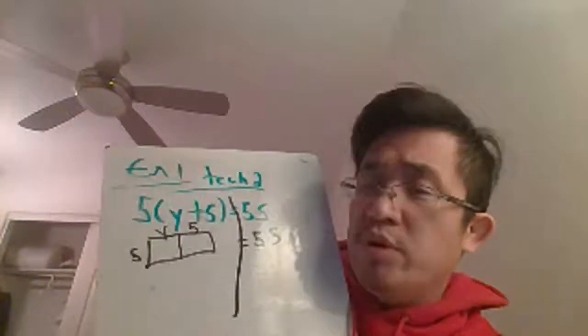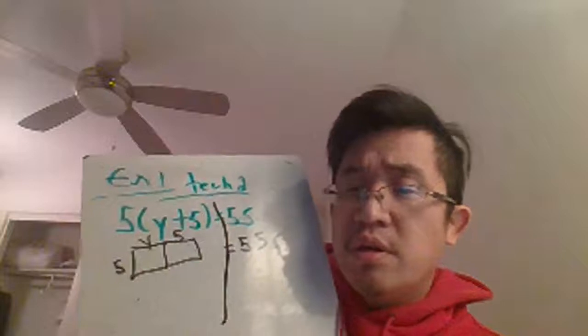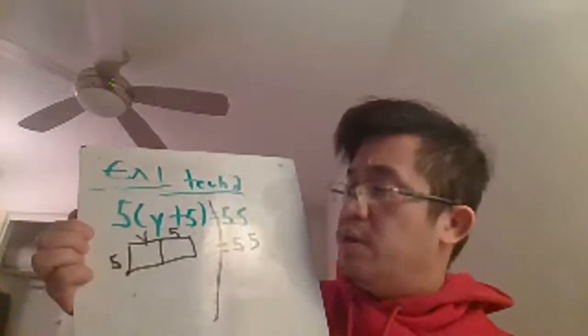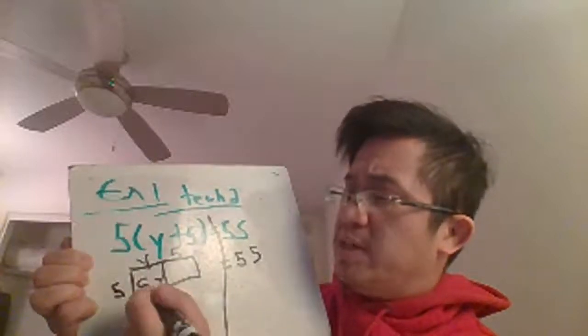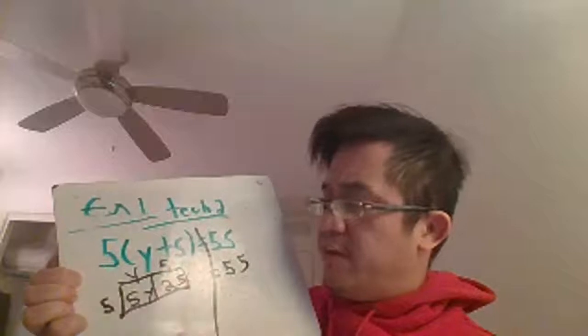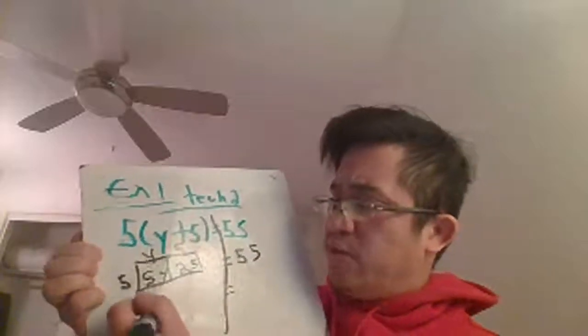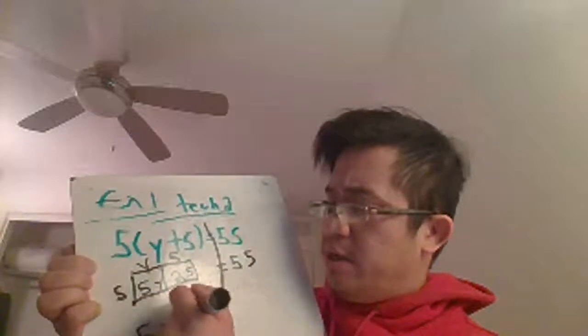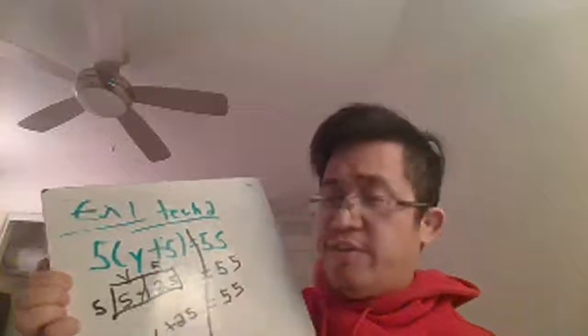Next up, we'll find the area. So we have 5y, 5 times y is 5y, and 5 times 5 is 25. So now we can get everything inside our rectangles and write down 5y plus 25 equals 55.